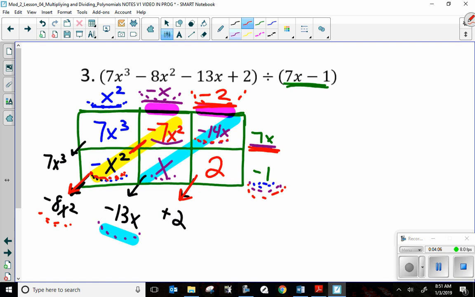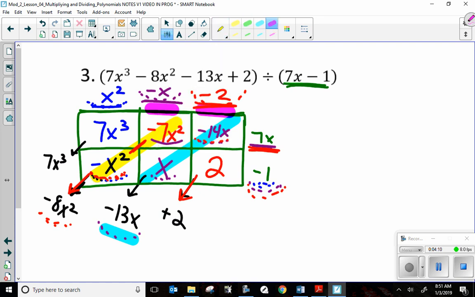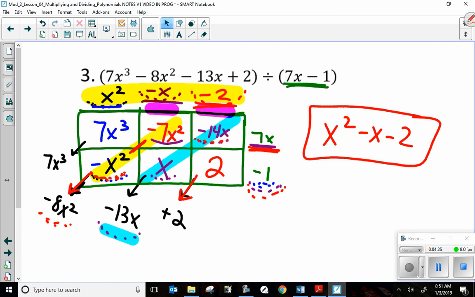Worked out perfect. So my answer is this whole thing up here. Let's go. Yeah. This is my whole answer. It looks a little messy there. Don't just leave it like that. Do the common courtesy for the person grading it of writing your answer, x squared minus x minus 2. That is a great answer. I love it.